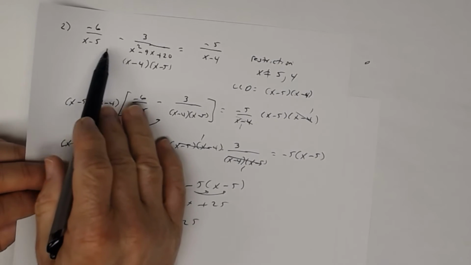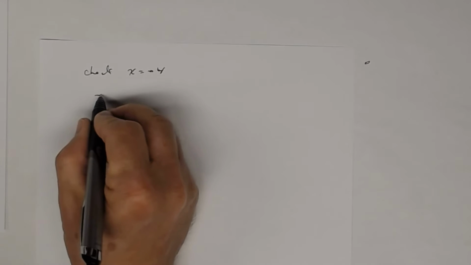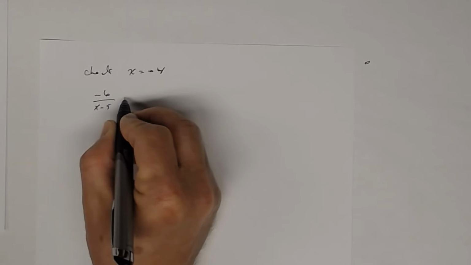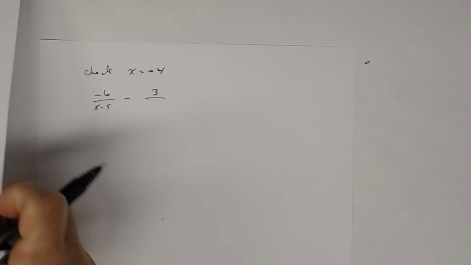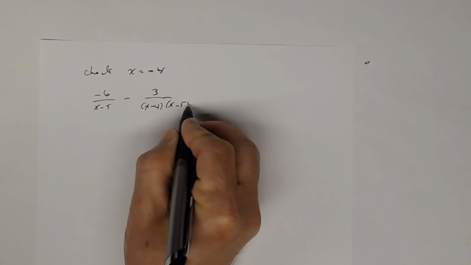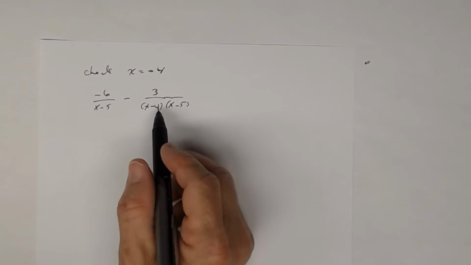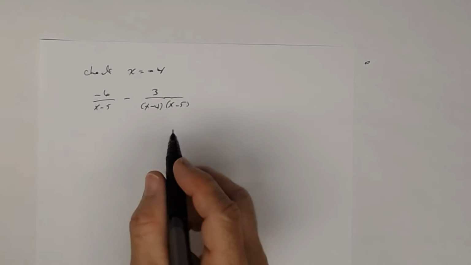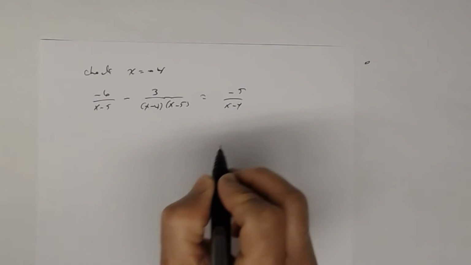All right, so always go back to the original equation. So here's my original. And my original was this equation. It was negative 6 divided by x minus 5, minus 3 divided by, and I'm going to go ahead and leave this in factored form, so x minus 4 times x minus 5. Now just make sure though you factored it correctly, because if it's not factored correctly, then obviously you're going to have an error. Equal negative 5 divided by x minus 4. So that was the original.